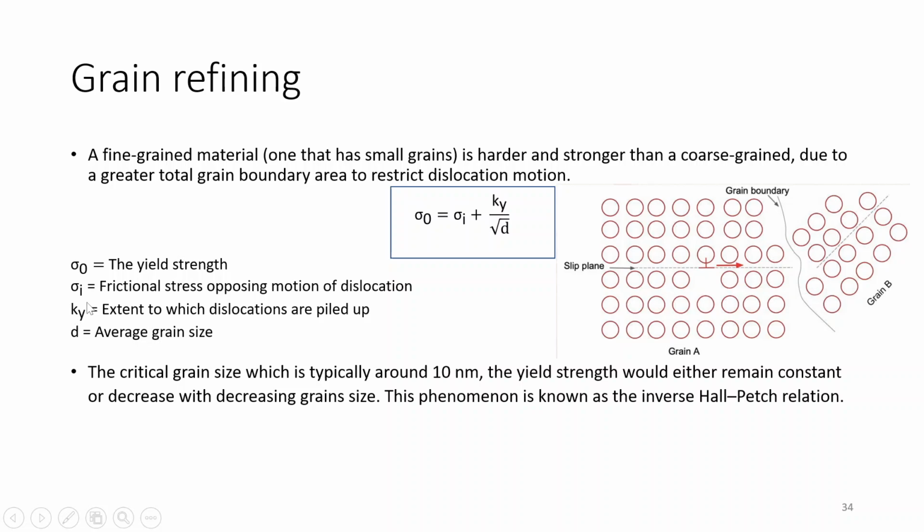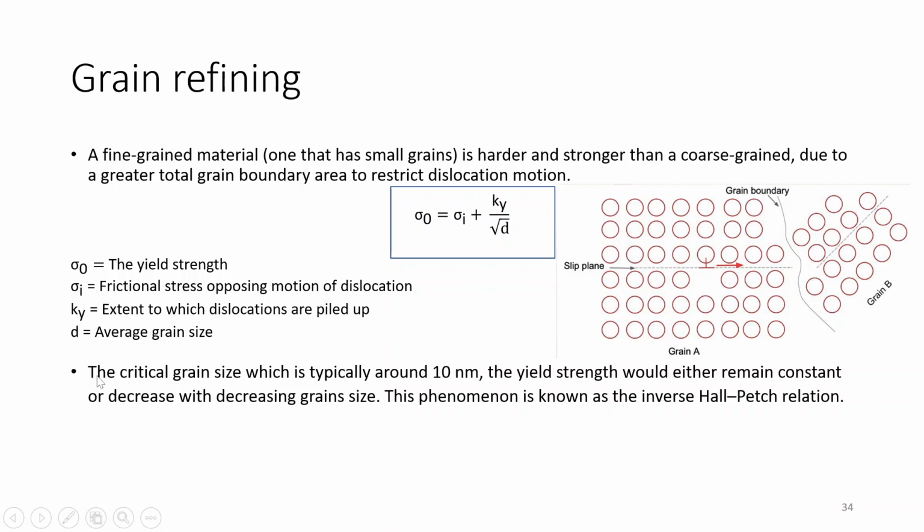Okay, and next is ky, which is the extent to which dislocations are piled up. So it depends on the history of your material. Before you apply this other force, how much plastic deformation your material has already undergone will depend on this ky. Next is d, which is the average grain size. This d is under root d.